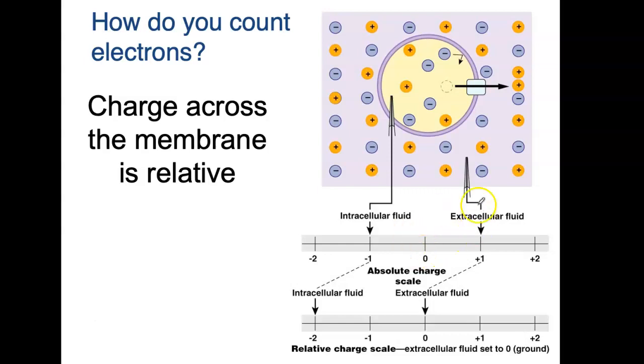So look at the diagram. If you set that extracellular fluid here as 0, it isn't really 0 because it has some negatives and positives, but we're going to say, okay, this is our standard 0, and then the inside is in comparison to that 0. How different is it from that outside that we're calling neutral? Okay, so it's relative. I'm telling you, the charge across that membrane is relative.